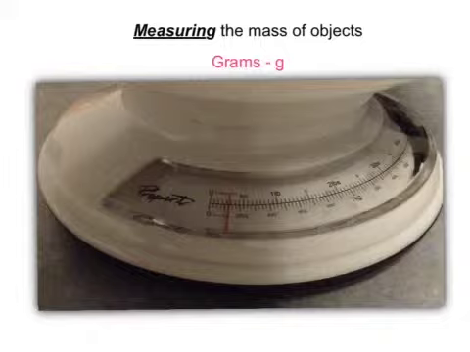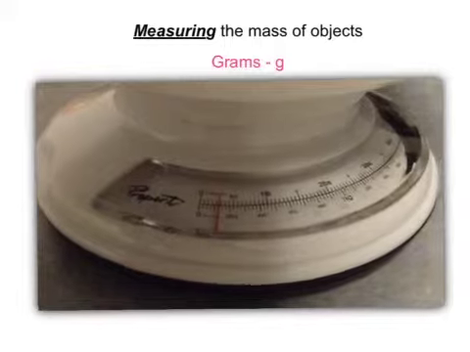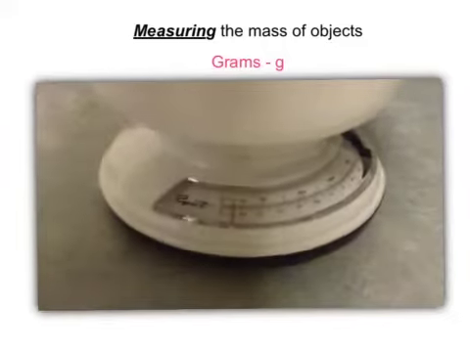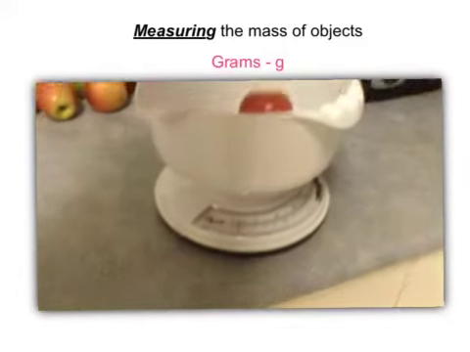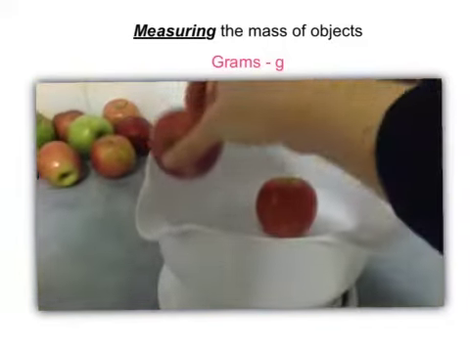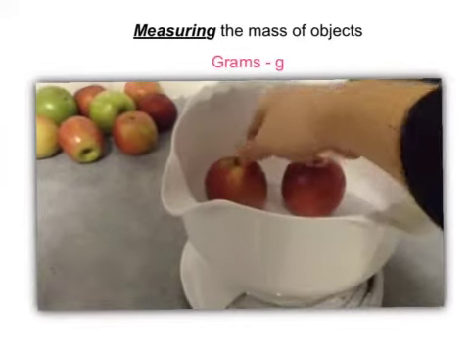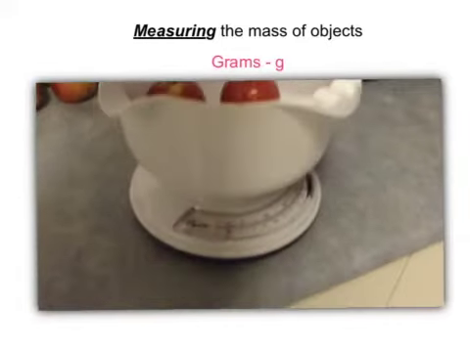So now I can add and see that this is 100, and then if it's on the one next to it, it would be 125 grams. So we have a total mass of 125 grams for that one apple. Let's add a second apple in and see what happens.